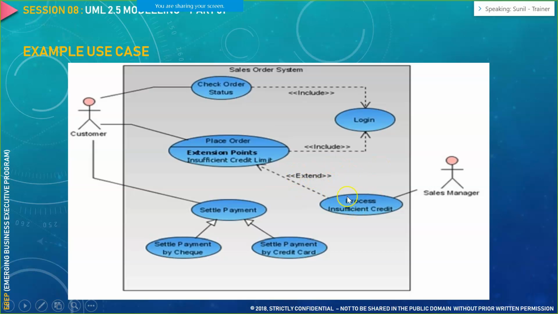So extend is always optional. It may not happen. Include is always mandatory. Whenever a specific action happens, if there is an include relationship with another use case, that gets included automatically, like in our case, login.